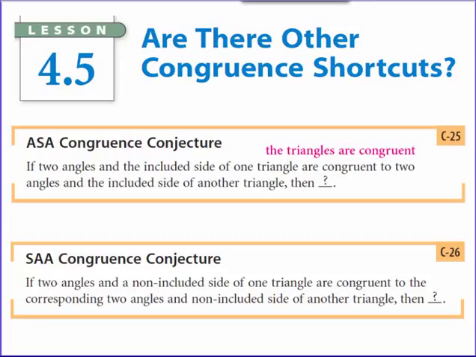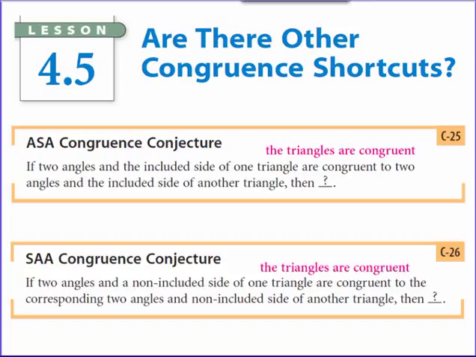Likewise, if two angles and a non-included side of one triangle are congruent to the corresponding two angles and the non-included side of another triangle, then what can you conclude? The triangles are congruent. Okay, now, sometimes you will see that SAA conjecture written as angle, angle, side, not necessarily side, angle, angle.